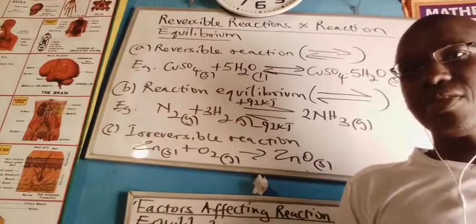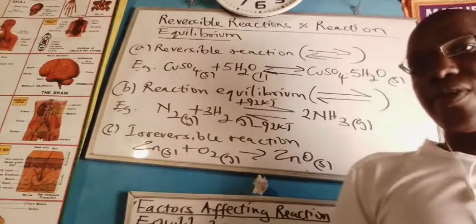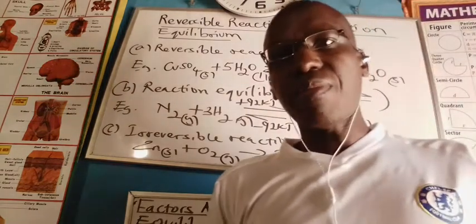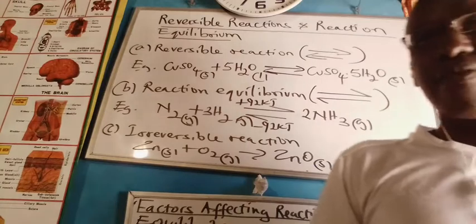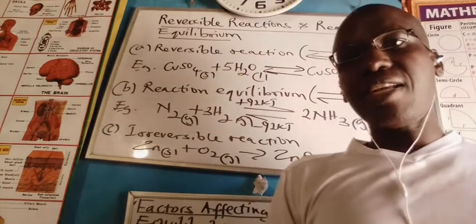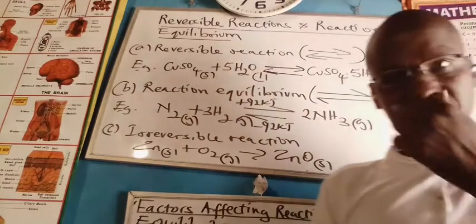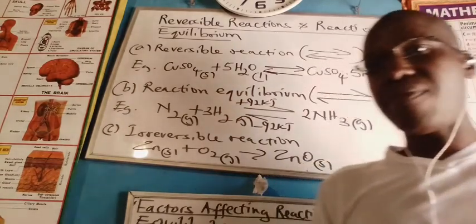Hello. In this session, we are going to evaluate the different forms of reaction. Some reactions are irreversible, others are reversible, and others have attained equilibrium. And then we are going to briefly describe the factors affecting reactions once equilibrium is attained.